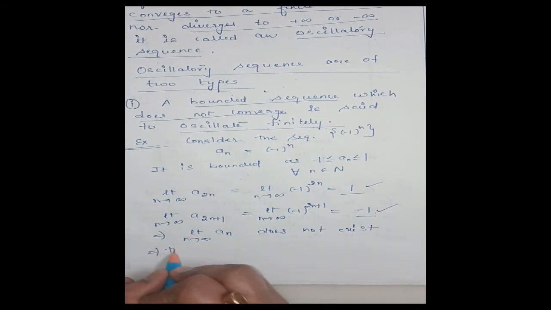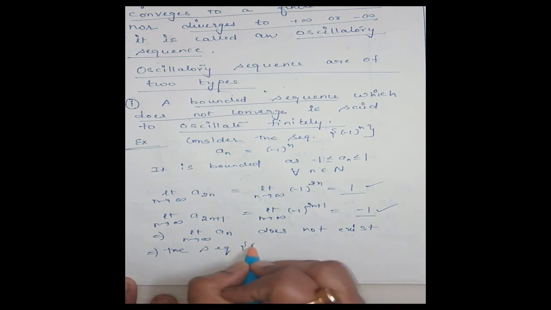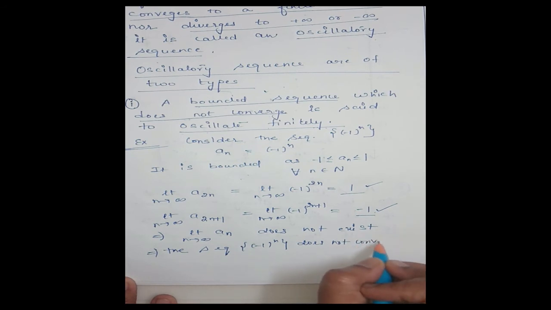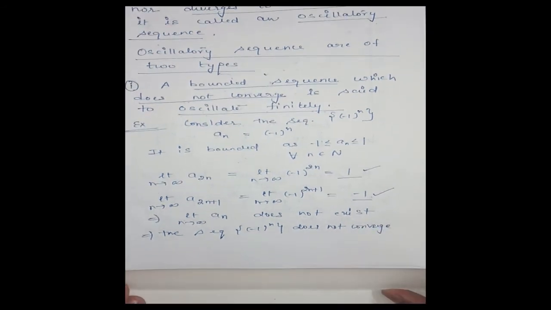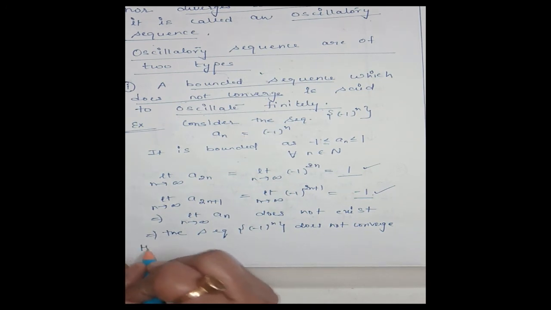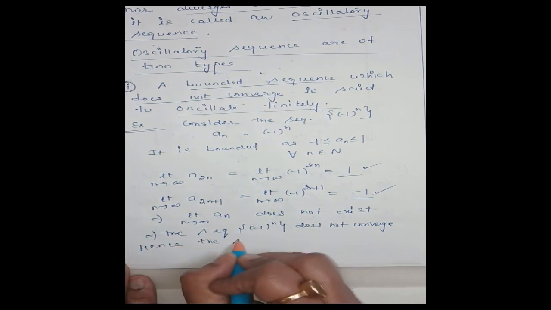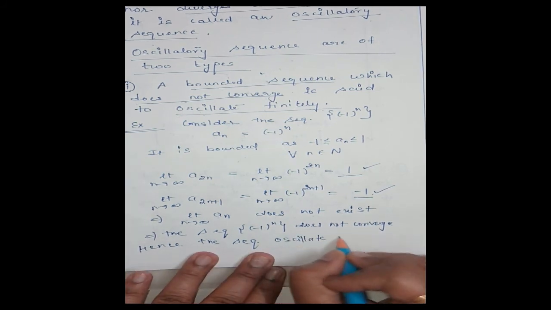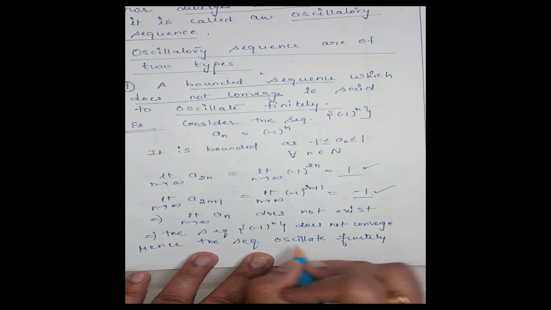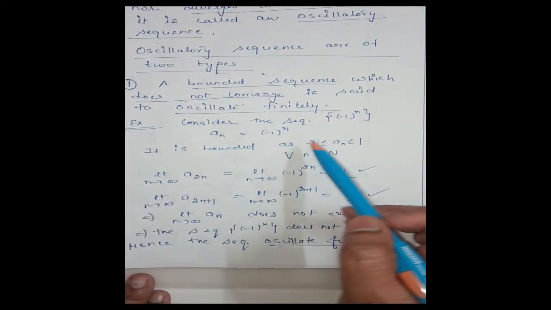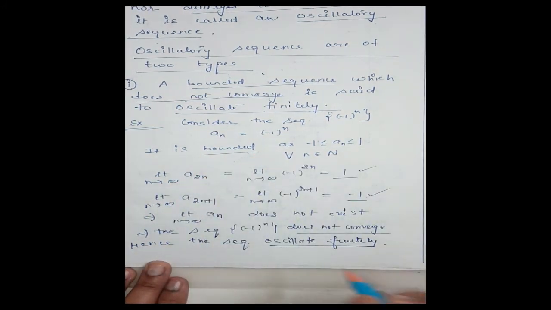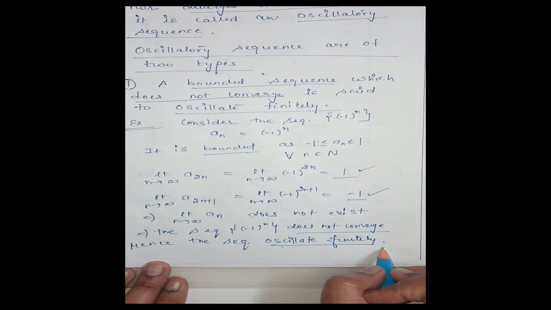Therefore the sequence does not converge but it is bounded, so we say it oscillates finitely. Hence the sequence oscillates finitely. Clear? It is bounded but does not converge. Therefore, the sequence oscillates finitely. Clear?